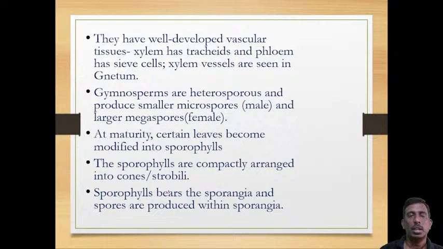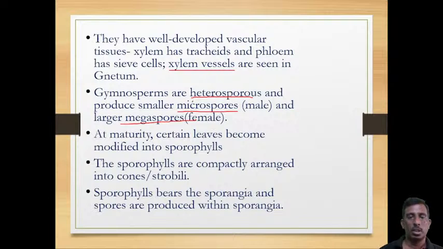They have xylem and phloem. In Gnetum, one example, vessels are present. Generally, vessels are not present in gymnosperms, but in Gnetum, vessels are present. All gymnosperms are heterosporous. They produce two types of spores, microspores and megaspores.